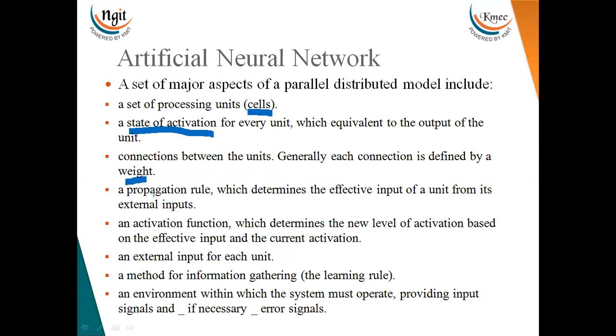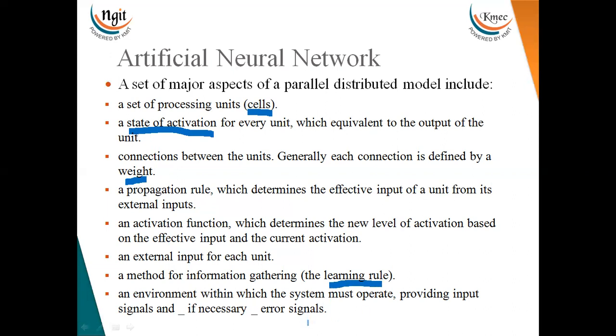Then the next one is the propagation rule. Propagation rule means, out of whatever external inputs you are getting, you decide which input is effective and which input you will use while proceeding from one layer to the next layer. Then there is an activation function, which decides how effective my input is based on the current activation. Then there should be an external input for each unit. Then there should be information gathering, that is known as our learning rule.